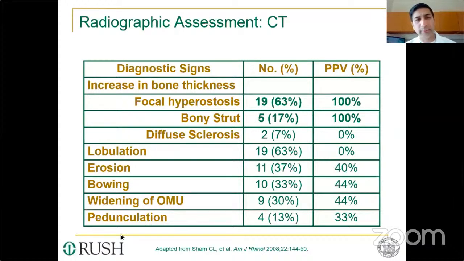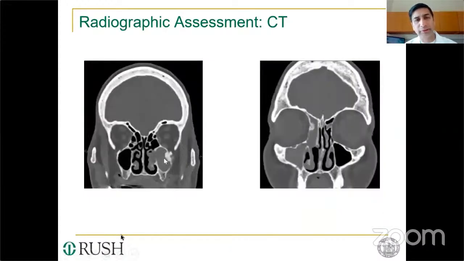Here are some more examples. A patient with a left maxillary IP, and you can see this very large area of bony growth here. Again, classic focal hyperostosis. You can almost be certain that is going to be the point of origin of that tumor.